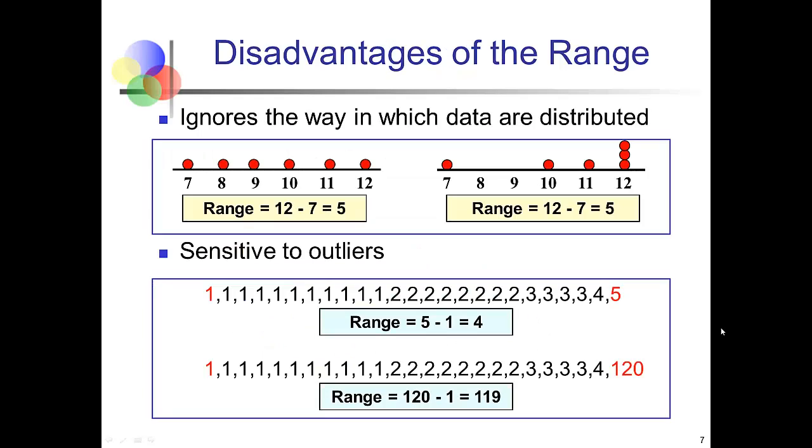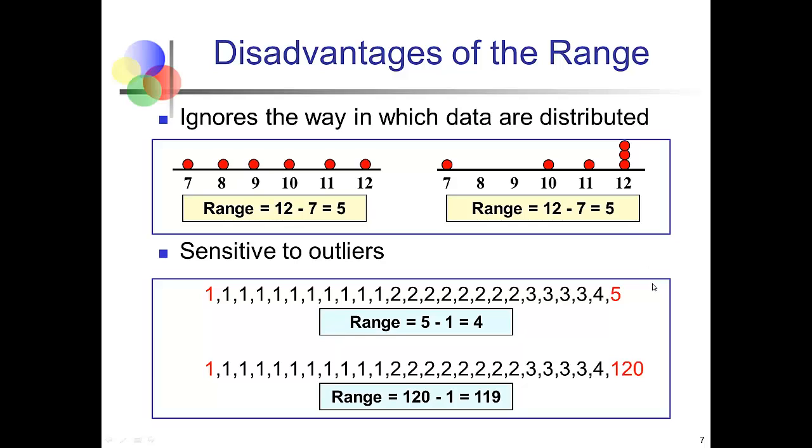One of the problems with range is that it ignores how the data are distributed between that minimum and maximum number. So this distribution on the left is spread out very evenly between 7 and 12, and we get a range of 5. This distribution on the right is really clumped towards the 12, but we still get only a range of 5.